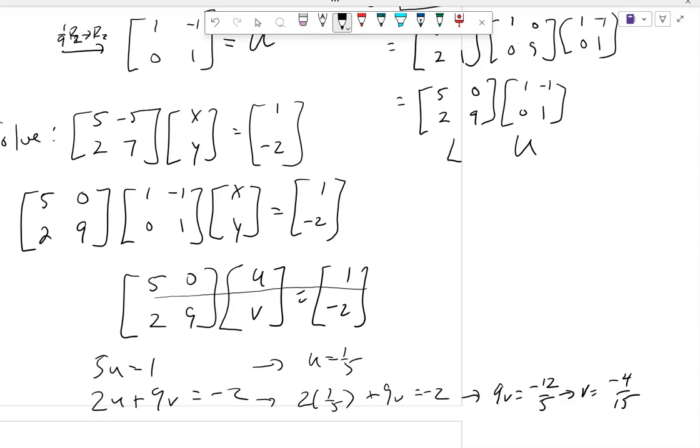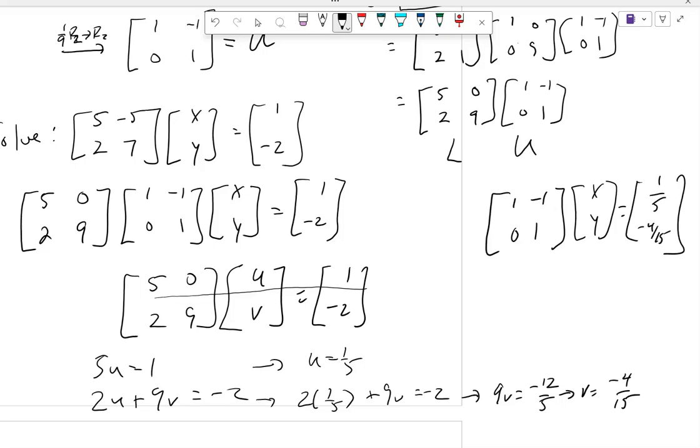right? So now we can solve 1, -1, 0, 1 times xy. That's supposed to equal 1/5, -4/15. Sorry. We replaced this with the UV and figured out what the UV had to be. Now we can figure out what the XY is to get those numbers. What equations come out of that? X minus Y equals 1/5. Okay. And the second one is? Y equals negative 4/15.